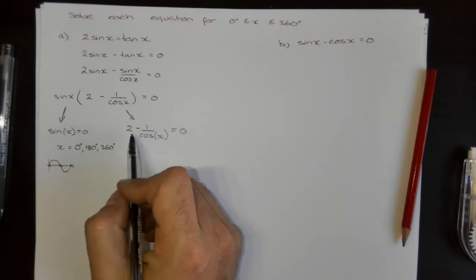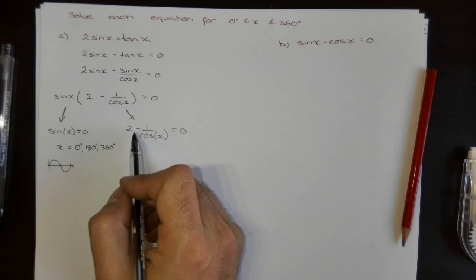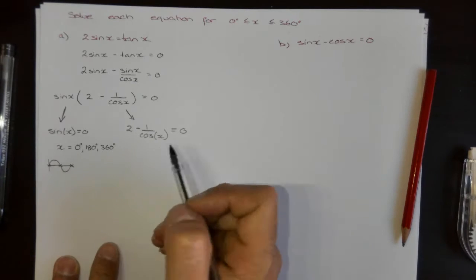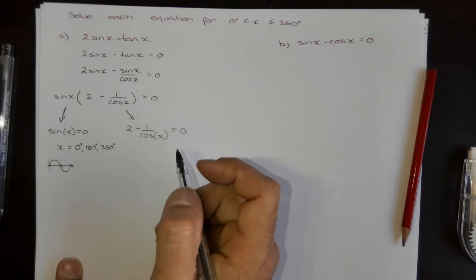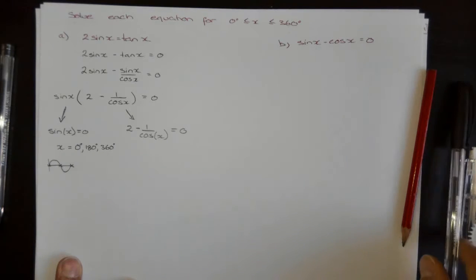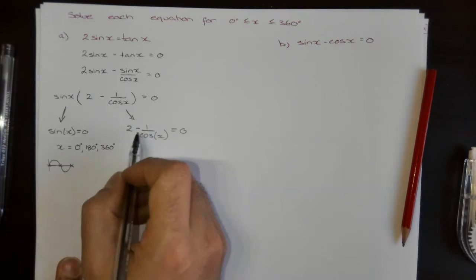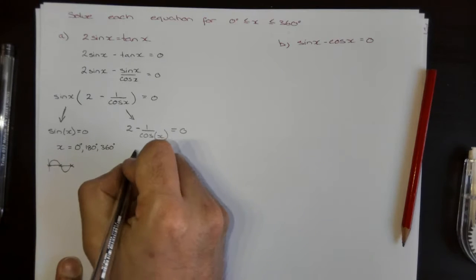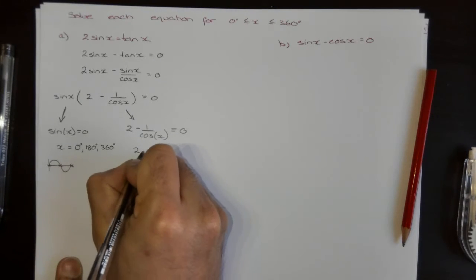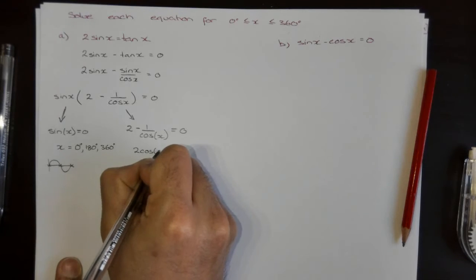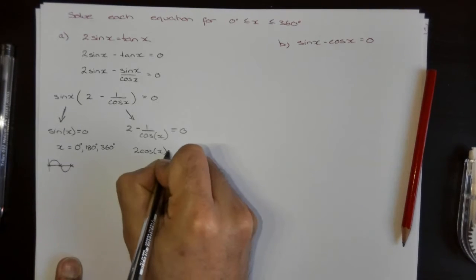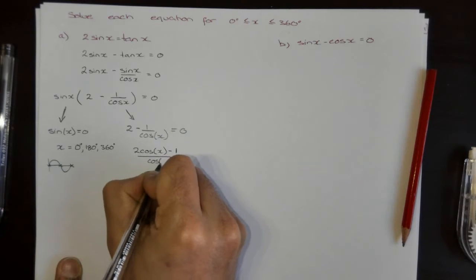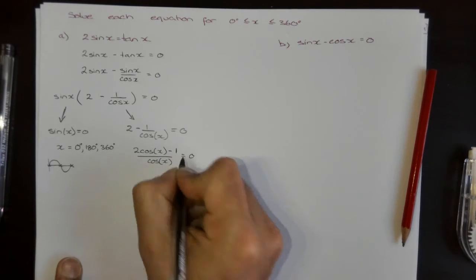Now, let's look at this. So we've got 2 minus 1 over cos of x equals 0. So what I'll do, in order to get rid of this fraction, is combine the numerator. So that's really 2 cos of x minus 1 over cos of x. And that has to equal 0.